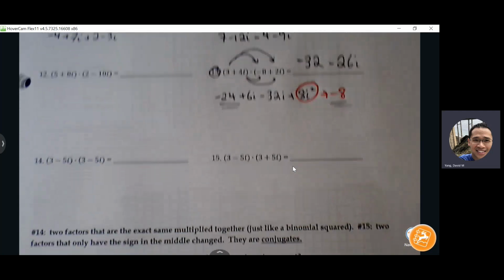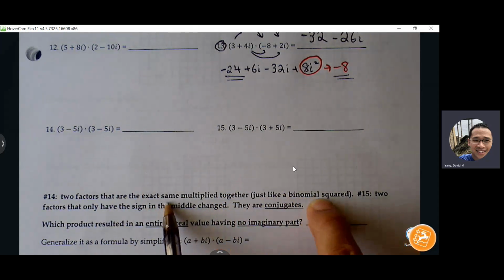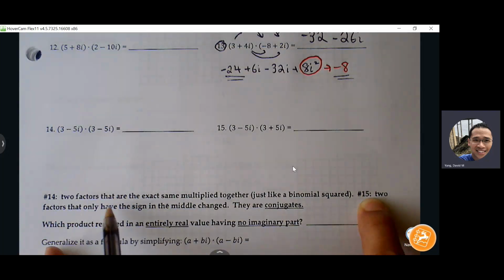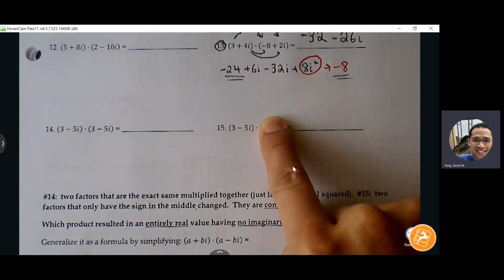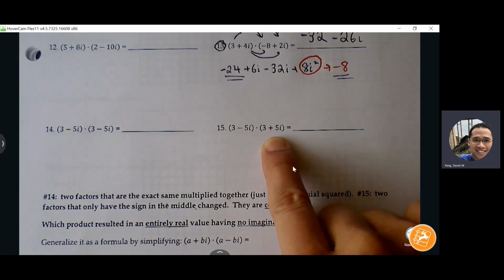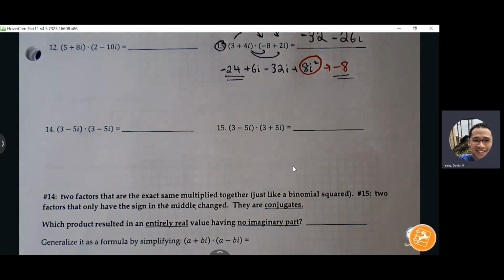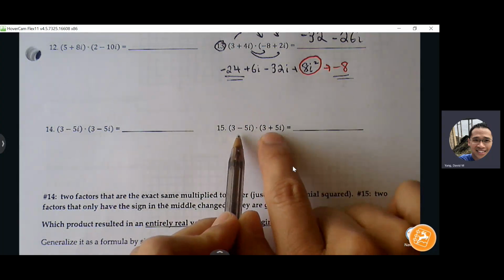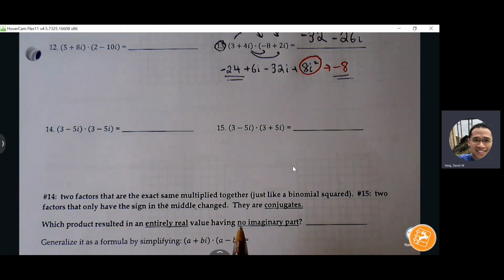Let me skip down to number 14 here. Two factors that are exact same multiplied together, just like a binomial square. Number 15, two factors that only have a sign in the middle changed. These are called conjugates. So if I want to find a conjugate of 3 minus 5i, I would just say 3 plus 5i. The interesting thing about conjugates is that they have a special way of removing the i in the problem. If I were to multiply this out, this will come out very clean. All your imaginary portions will go away. A lot of times we use that conjugate method to help us clean up a denominator or a numerator.